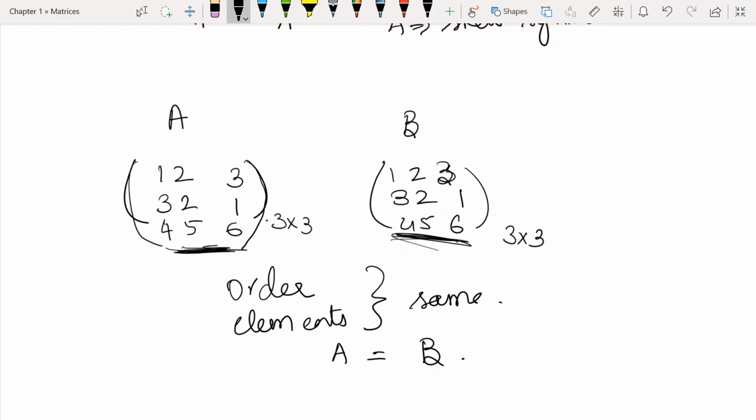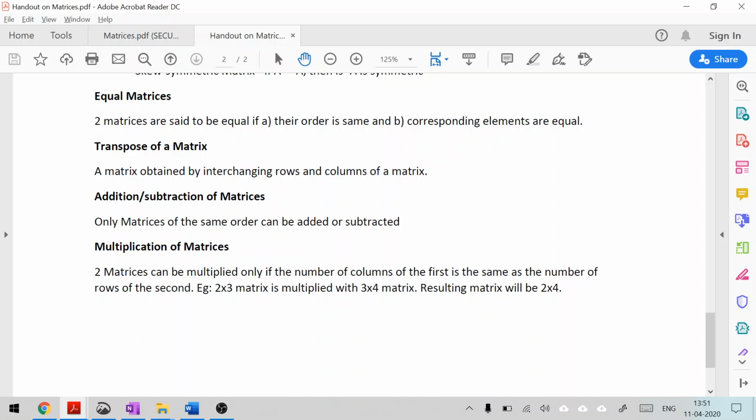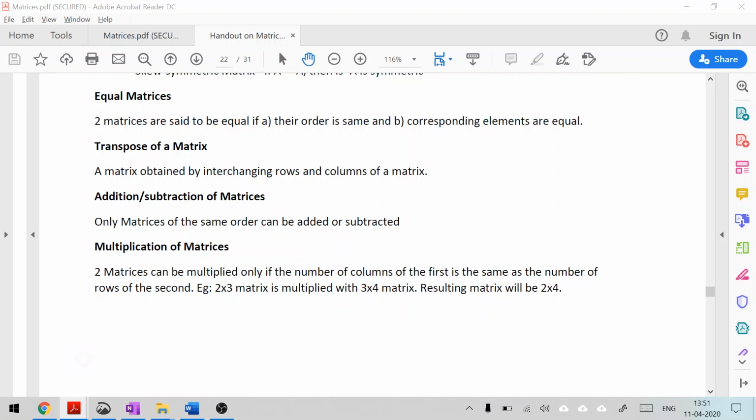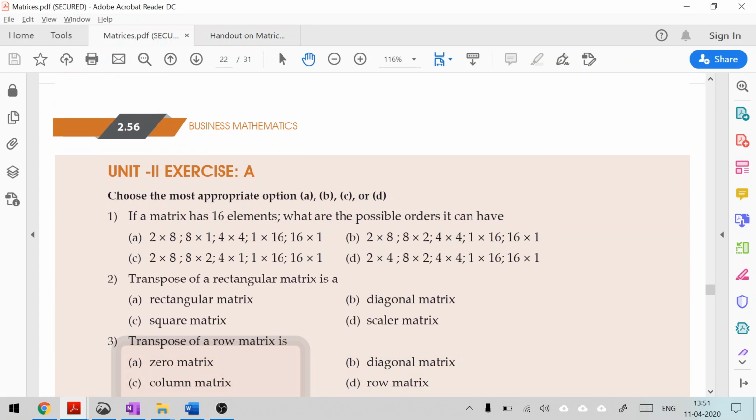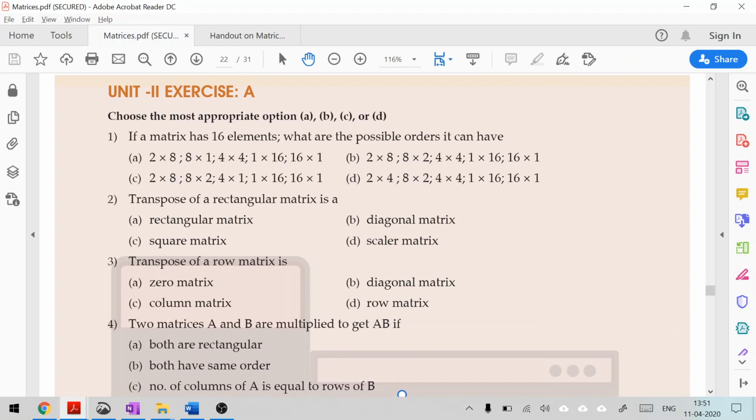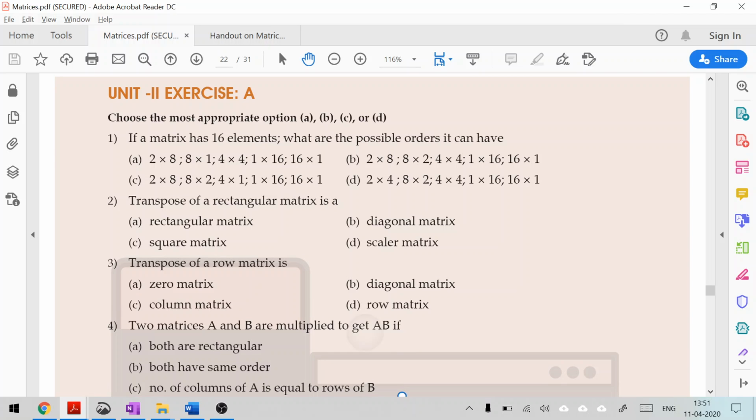I have not done the multiplication part here. I'll come to that later. First, whatever we have done so far, with that I'm going to go to the problems in your textbook. Please open unit 2, exercise A in your textbook.